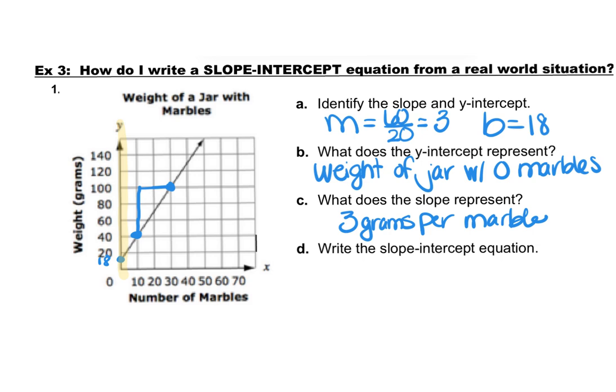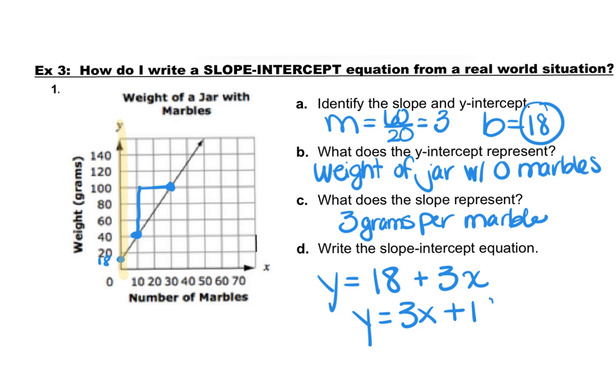And now let's go ahead and let's just write our slope-intercept equation. So we've got y is equal to, and I kind of like these ones. It's starting at the 18, and then from the 18, it's going up 3 over 1, giving us a slope of 3. Now, of course, you could write that like this, 3x plus 18. Either one is just fine.